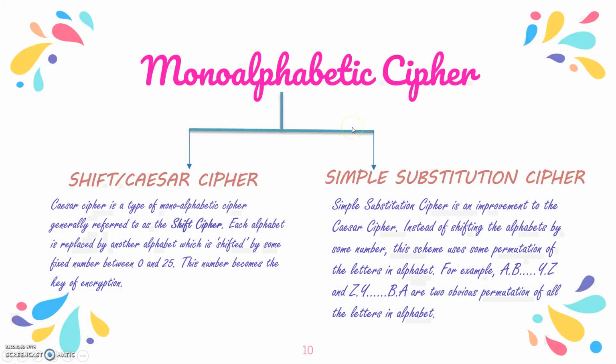Now, symbol substitution cipher. It is an improvement to Caesar cipher. Instead of shifting alphabets by some number, this scheme uses some permutation of letters in the alphabet. For example, A to Z and Z to A are two obvious permutations of all the letters in the alphabet. Permutation is nothing but a jumbled up set of alphabets. The sender and receiver may choose any one of those possible permutations as a ciphertext alphabet. This permutation is the secret key of the scheme.